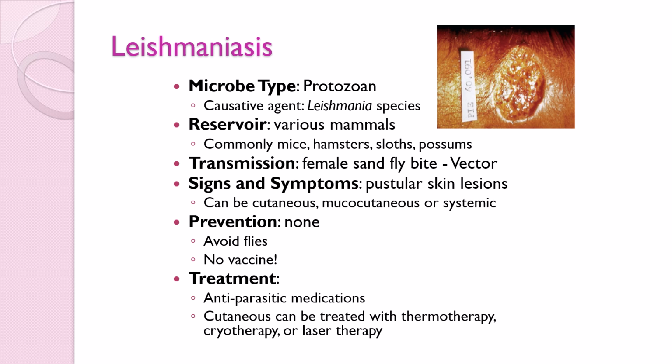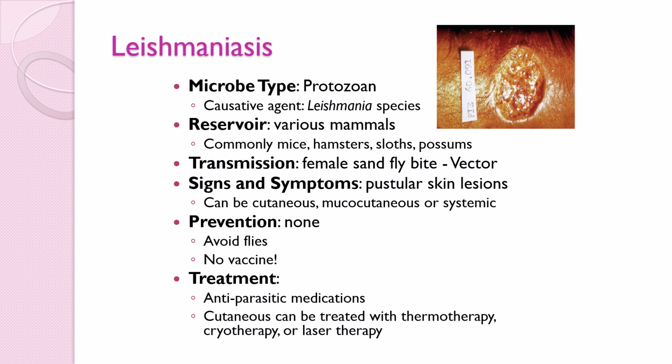The reservoir is various mammals, such as mice and hamsters, which we're probably going to have more association with than sloths or possums. But it's what those guys are carrying, which is potentially sand flies. So these flies are the vector, and these animals are typically going to have these little critters crawling all over them. And the sandflies have this protozoan living inside them, not affecting them, but if they bite you, they can pass on that particular protozoan, not dissimilar to how malaria works. So some signs and symptoms are pustular skin lesions, which can be cutaneous or mucocutaneous, or can become systemic, meaning they start in one area and move to the other.